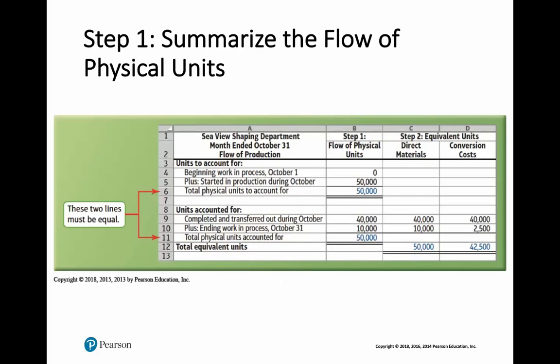So step 1, we go through and we summarize the flow of physical units. All right. So if we look at our Excel diagram here, for step 1, what we're looking at is column A and column B. We have our step 1, our flow of physical units in column B, and we have our information for column A for the C view shaping department. So for step 1, we just summarize the flow of physical units.